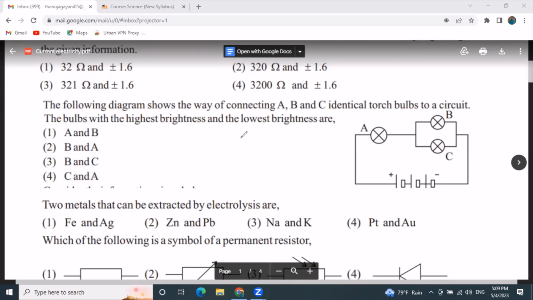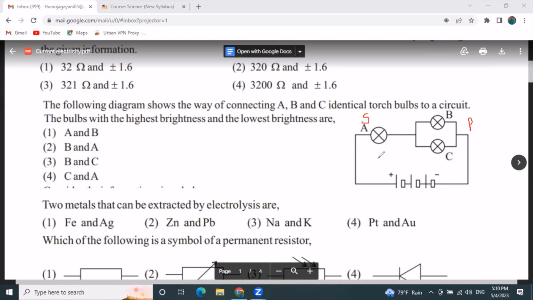Okay, in this question they asked to find the bulb with the highest resistance and the lowest resistance. So here you have to know some clue points in the lesson. The first point is, you can see bulb A is connected to the circuit in series, and B and C are connected in parallel. We know that in the series method, the resistance of the conductor is greater than in the parallel method.